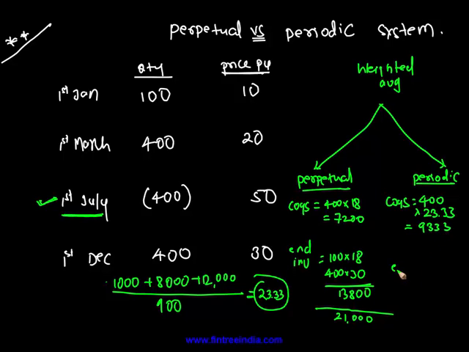9333. And your ending inventory would be, how much are we left with? 500 into 23.33, so that would be 11,666. So that total comes out to be 21,000. That is weighted average periodic system. So your ending inventory is always, in this example, 21,000 minus COGS, because that's the total purchase we made.